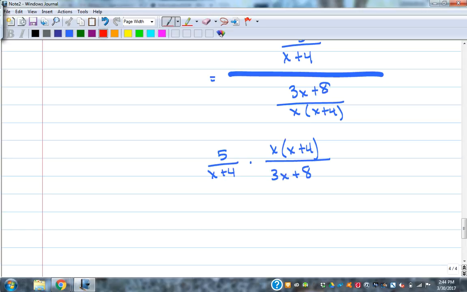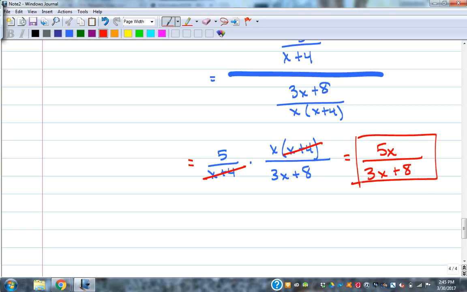Well, that's handy, because what cancels out? X plus 4 cancels x plus 4. 5 times x is 5x, and 3x plus 8 on the bottom. And you've simplified a complex fraction by doing that.